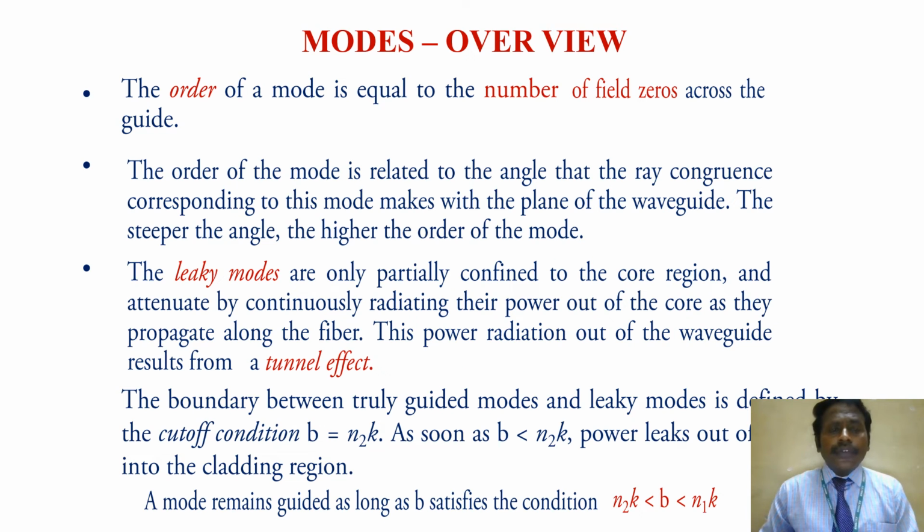Then we have the mode overview. The order of the mode is equal to the number of field zeros across the guide. We have already seen this. The leaky modes are only partially confined to the core region and are attenuated by continuously radiating their power into the cladding. This power radiation out of the waveguide is called the tunnel effect. So the boundary between truly guided modes and leaky modes is defined by the cutoff condition beta equals n2k.